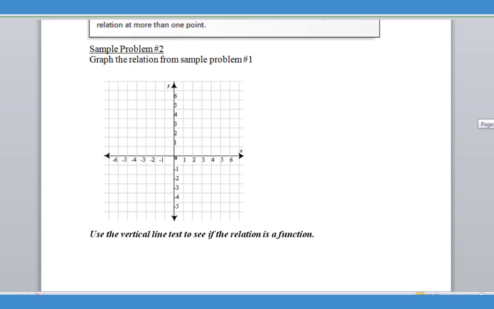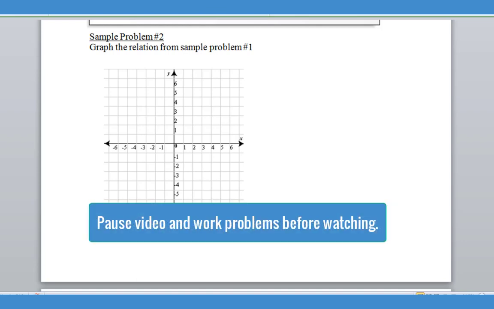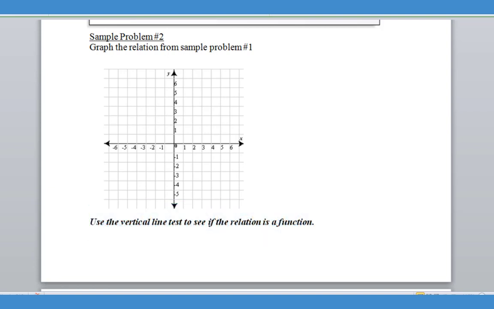Sample problem 2. What sample problem 2 wants you to do is to go back to the beginning of these notes to sample problem number 1 and take the mapping diagram of the inputs and the outputs and create an XY ordered pair with each relation and plot the points on this graph. And then once the points are plotted, use the vertical line test to see if the relation is a function. So go ahead and pause the video at this point and give that a shot.